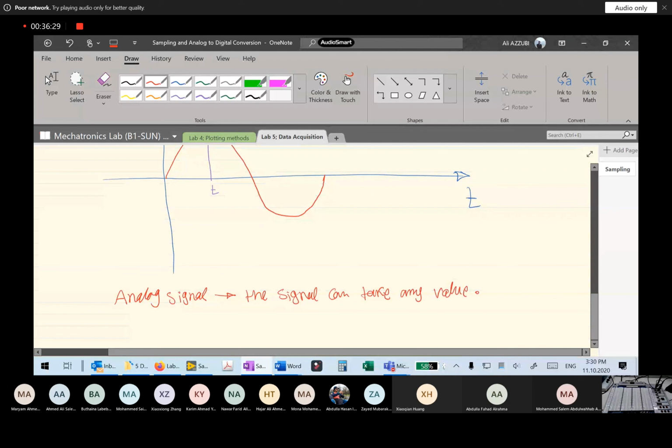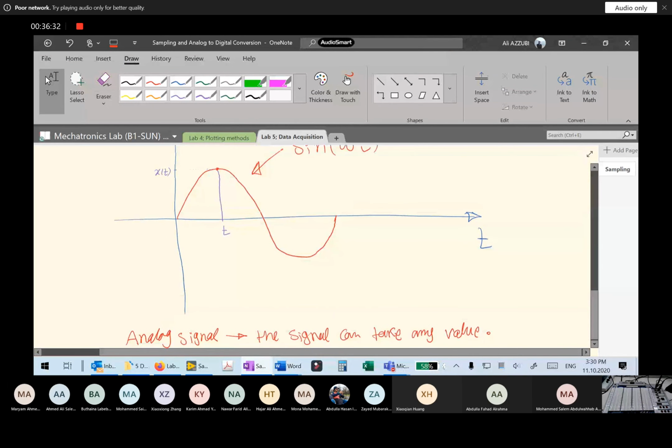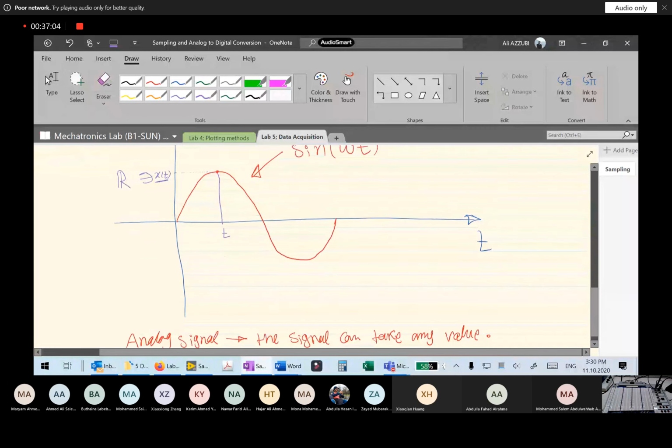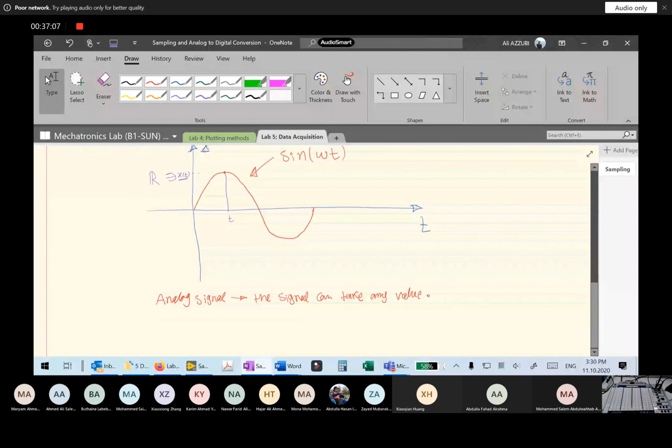This is the meaning of analog signal. Mathematically, you'll say that x of t belongs to the real numbers. Up to now, I'm not considering anything about time. I'm just talking about the value of my signal, plotted on the y-axis. The value of this signal x of t can be anything, any real number. So this is an analog signal.